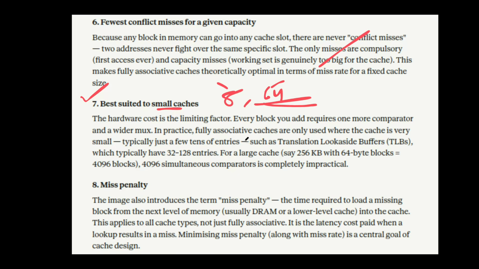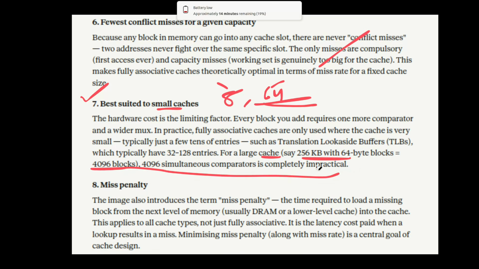But if you have a lot of entries, like a large cache of 256 kilobytes and so on, then 4096 blocks are required, so that many comparators are needed, which is impractical for us. So such a possibility is not going to happen. Fully associative is better, hardware-wise, only for small caches, and for larger caches it is not actually a good idea.